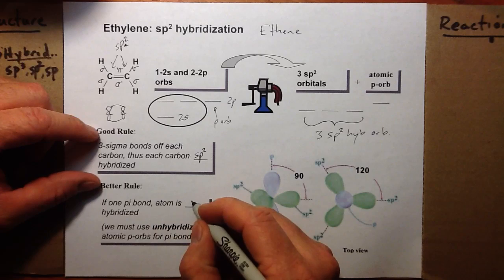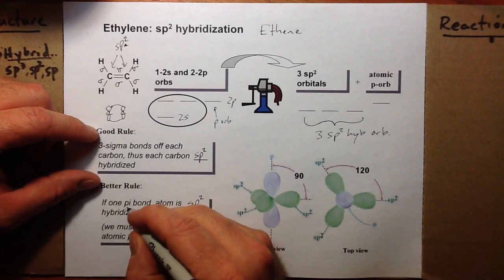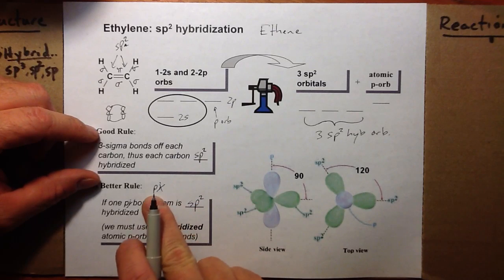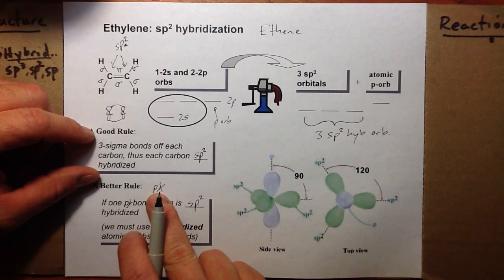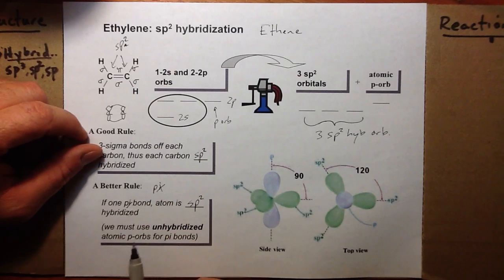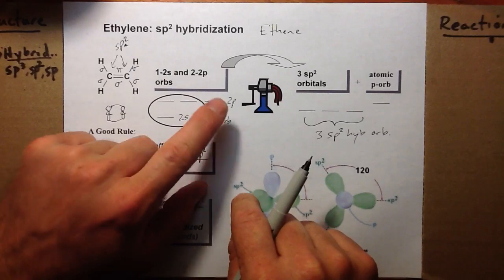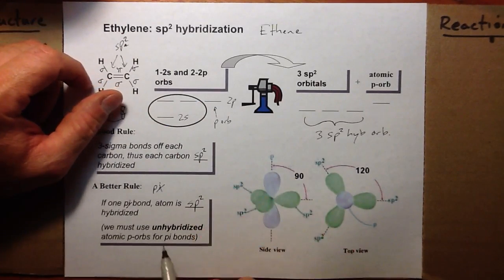1 pi bond: the atom is sp2 hybridized. Why? Because we need 1 p orbital. When you have a pi bond, you say that's made up of a p orbital overlapping with a p orbital. Just take the I out: a pi bond involves a p orbital. So instead of using 3, we had to take 1 out and only use 2. So that's a good rule to use, maybe a better rule.